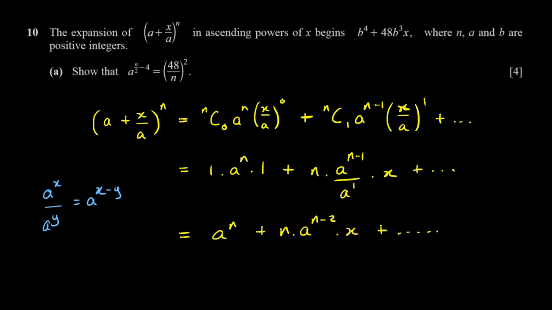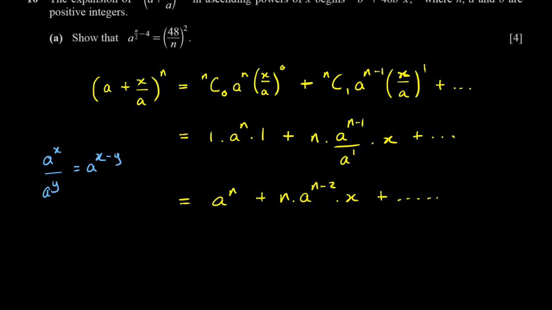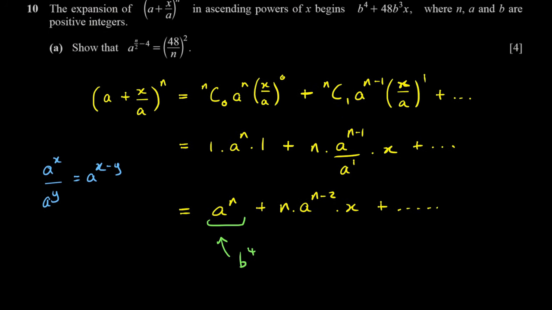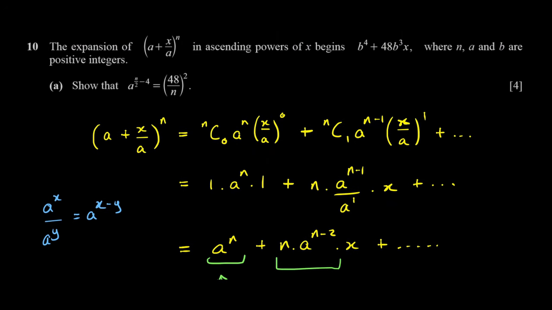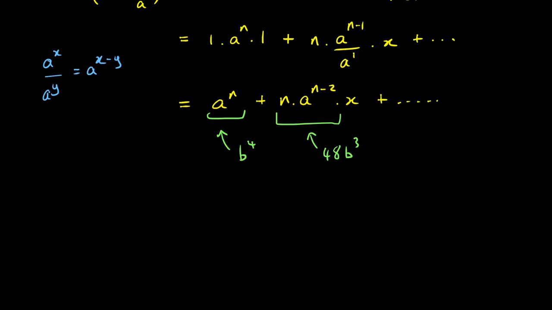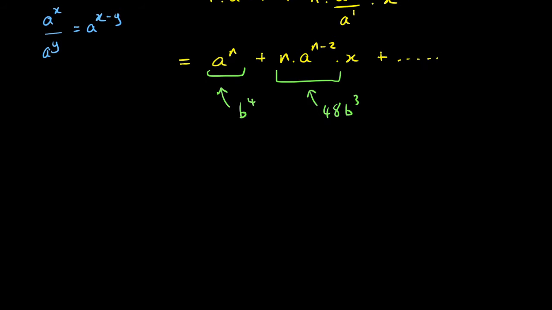Now, we know that what we've got should correspond to this guy here. So in other words, this thing, the a to the power of n, right, that's going to be our b to the 4, right, because that's the constant term. And this thing here, the n a to the power of n minus 2, is going to be our 48b cubed. It's going to be that term there. Okay, so that's going to be 48b cubed, right? So by comparison, we are comparing the constant term, we're comparing the x term.